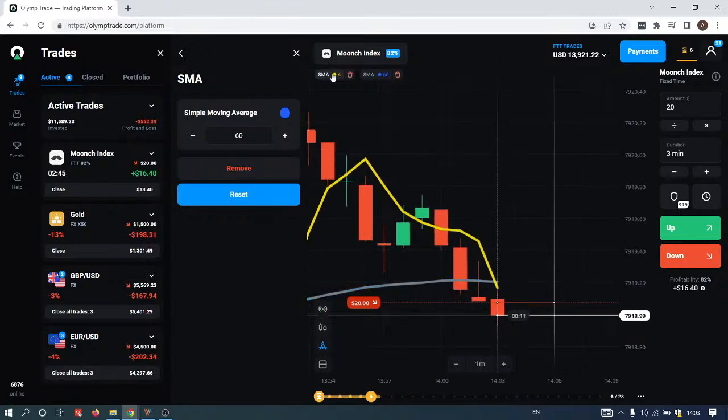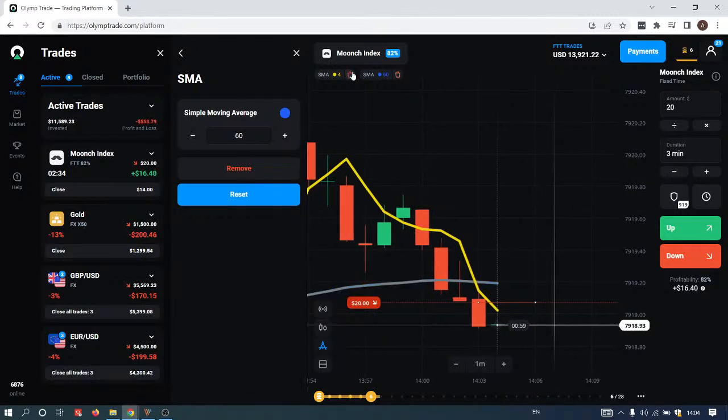In this strategy, you have two indicators. It is the same indicator but with a different period. We have the 4 SMA and the 60 SMA. The yellow one is the 4 SMA and the blue one is the 60 SMA.